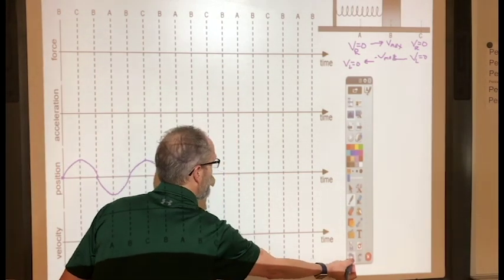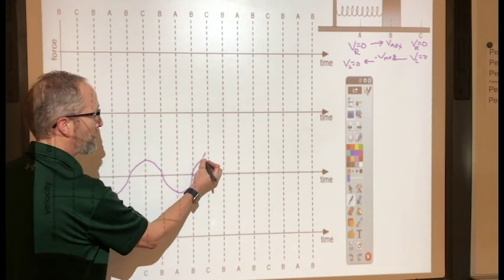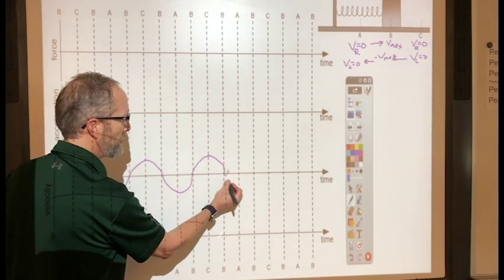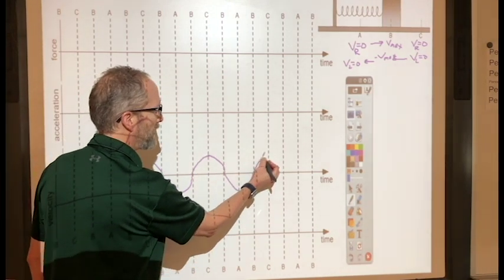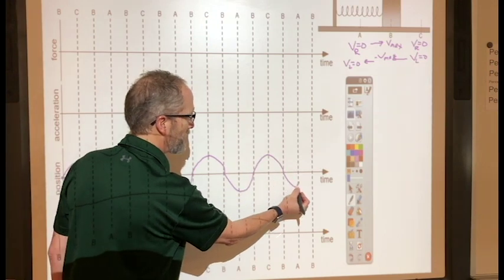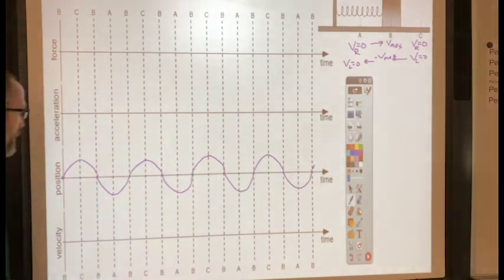We don't want to make a bunch of peaks. So we're going to continue just making these curves as we go through. So this one comes back up, goes here, comes back down here, and then back up again. So that's our position versus time. The next one that we probably need to look at, we can look at velocity, acceleration, or force. Any of those will do.